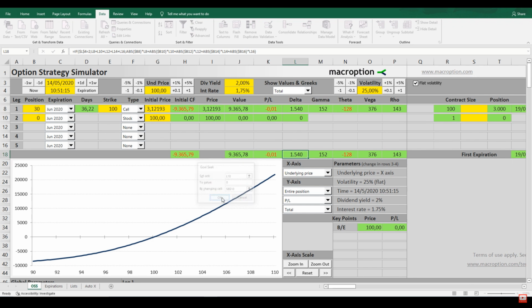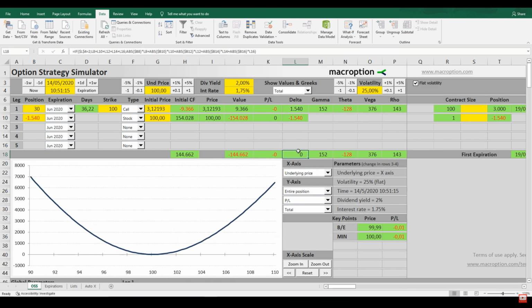By clicking OK, Excel will start calculating how many stock shares you need to short sell in order to neutralize the portfolio delta. Notice here that now the delta is equal to 0, and we needed to short sell 1,540 shares of the underlying stock in order to neutralize the positive delta generated when we bought 30 call option contracts. Keep in mind that a change in any of these other variables will alter this equilibrium.